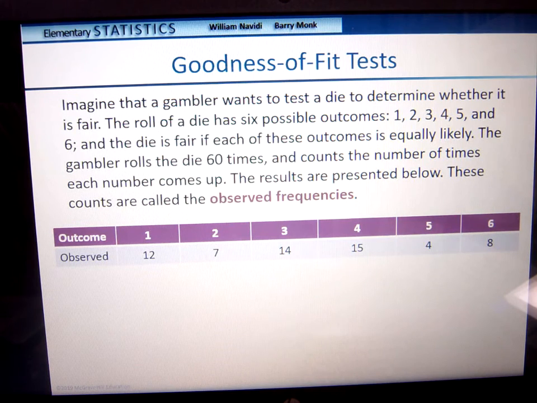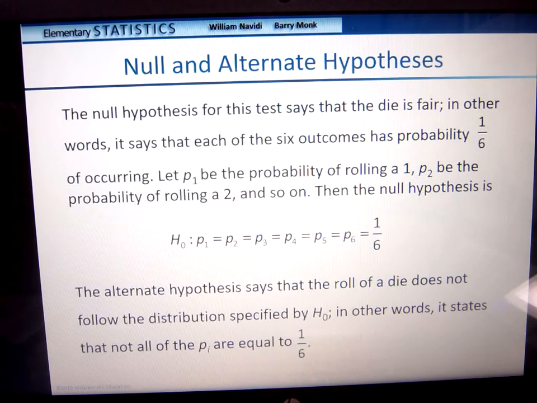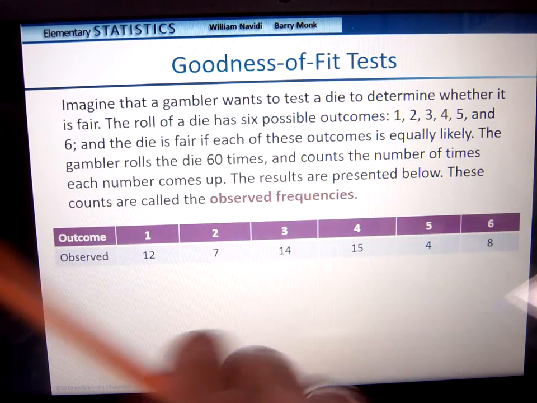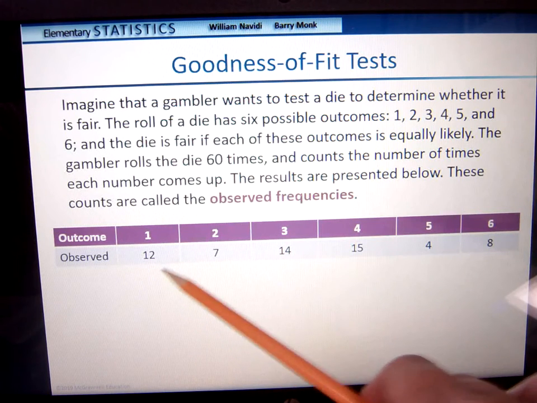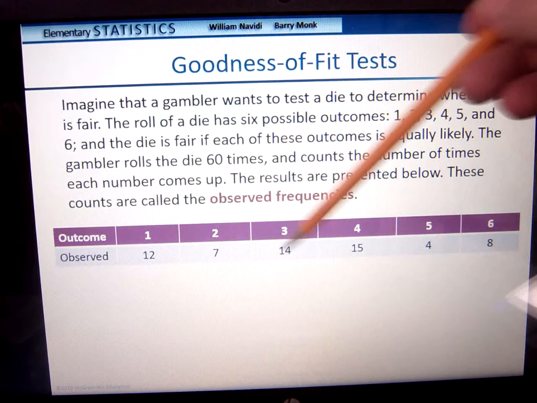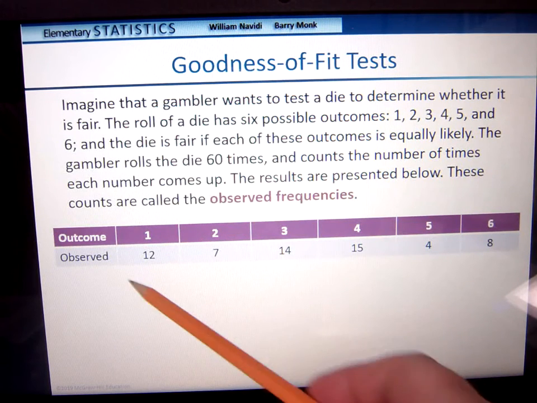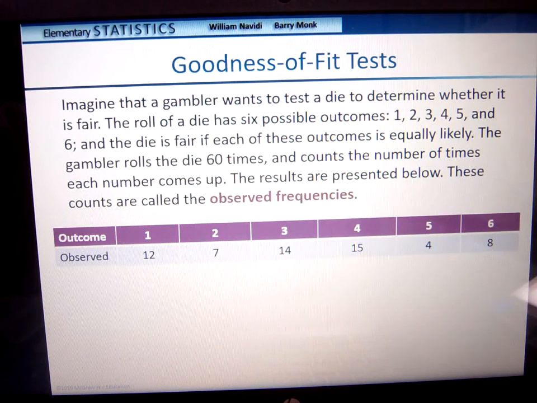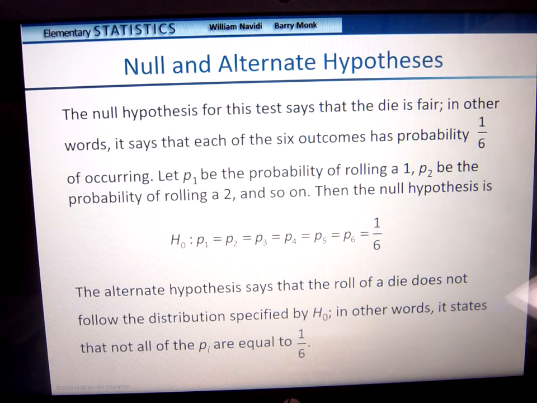Now, the expected value for each one of these would be 10. 10 here, 10 here, 10 here, 10 here, 10 here, and 10 here. Because if the die is fair, then each value has a 1/6 probability of being chosen. So 1/6 times the 60 times that he rolls, we should get 10, 10, 10, 10, 10, 10. Now, are the observed outcomes different enough to conclude that something's wrong with the die?